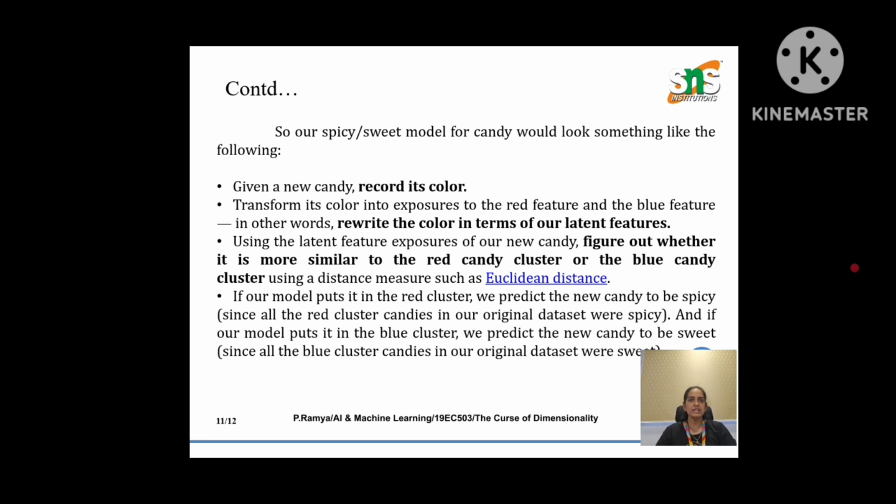So, if our model puts it in the red cluster, we predict the new candy is spicy, because in our original data set, all the candies in the red cluster are spicy. If it puts it in the blue cluster, we predict that the new candy is sweet, since in the original data set the blue cluster candies are sweet. So this is how we do clustering despite the curse of dimensionality.